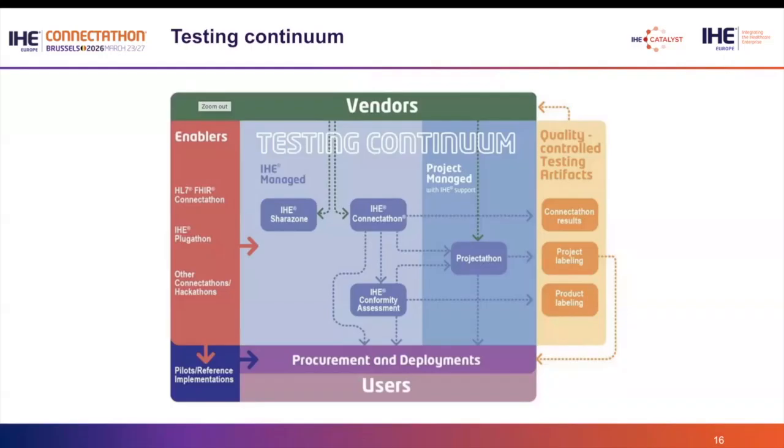And later, when things get more mature, we enter the blue part in the middle, where we come with products or prototypes, which are about to become products, which are developed for the market. So they will meet at IHE connectors to test for the market, and then later on maybe to project hackathons which are dedicated to certain projects and run by the project owners. So this is the maturity pathway.